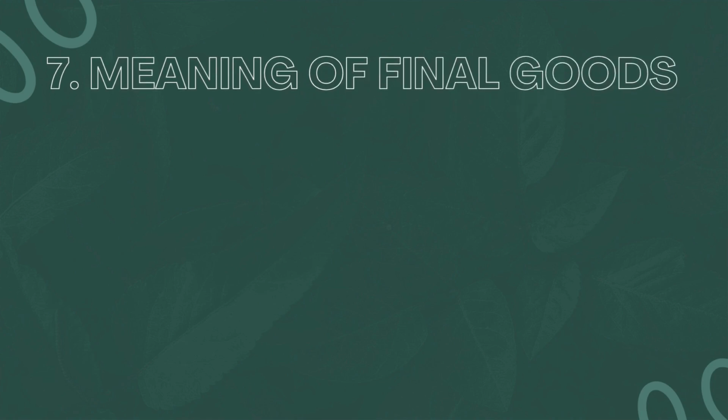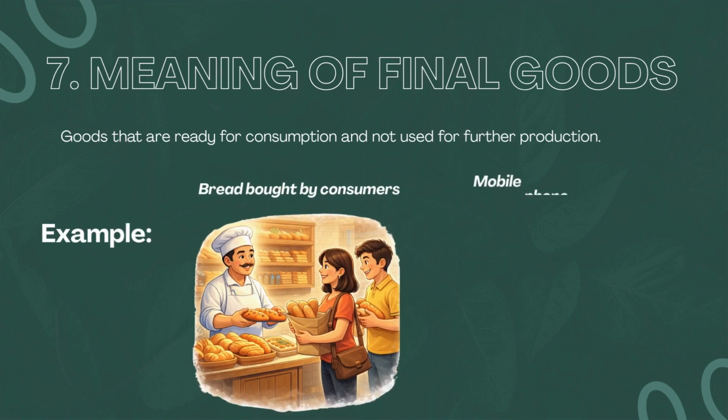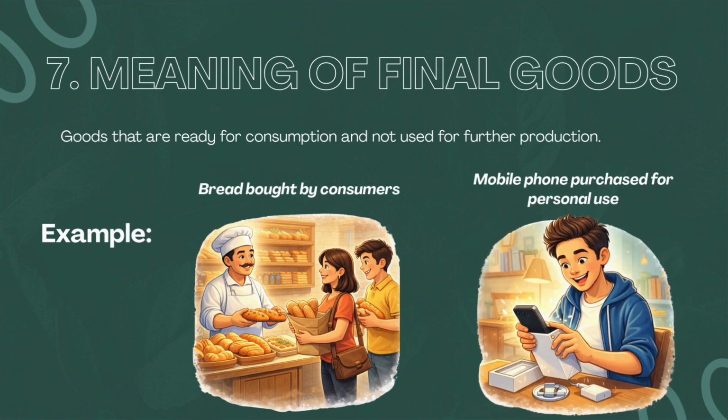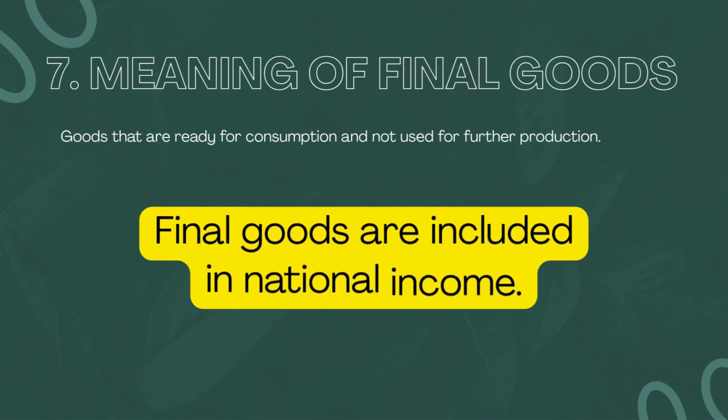Seventh, meaning of final goods. It refers to goods that are ready for consumption and not used for further production. For example, bread bought by consumers and mobile phone purchased for personal use. Final goods are included in the national income.